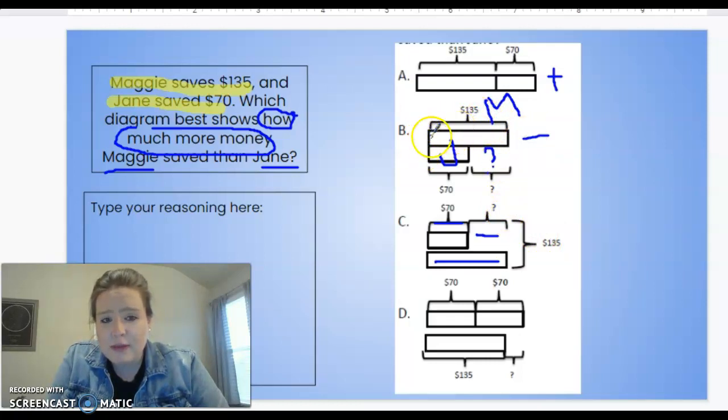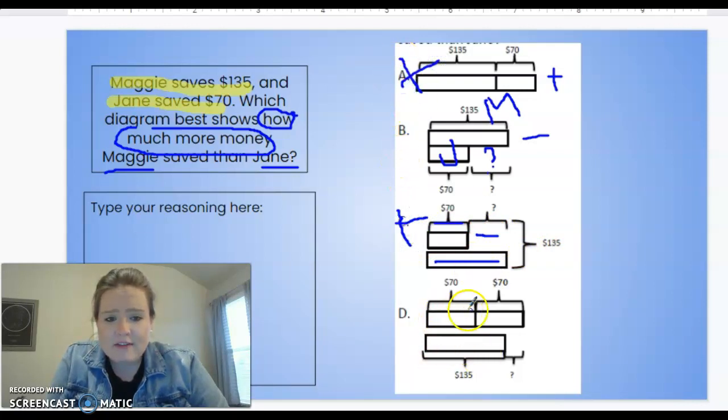So let's look back at letter B. This part right here, this is 135. This is what Maggie had. Jane had $70. She saved $70. If I add 70 with something else, which is what the missing part is, that is how much more money, that would give me $135. This tells me that all of these parts together equal $135. That is not what I'm looking for, okay? And I'm not looking for this.